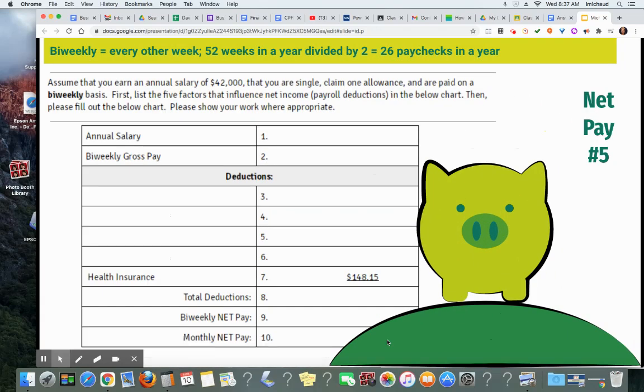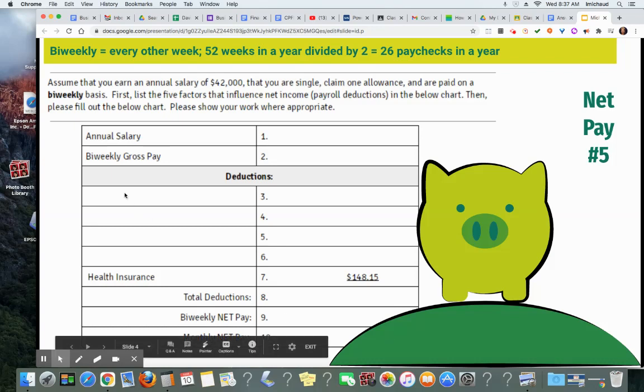So here's the scenario. Assume that you earn an annual salary of $42,000, that you are single, claim one allowance, and are paid on a bi-weekly basis. First, list the 5 factors that influence your net income in the below chart. So those influences will be your payroll deductions, which will go right over here in this column.